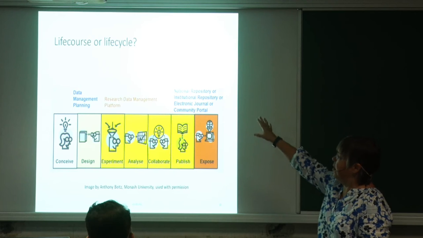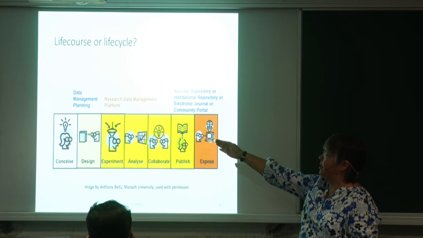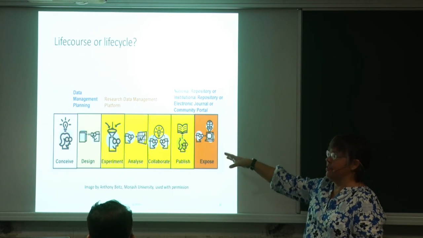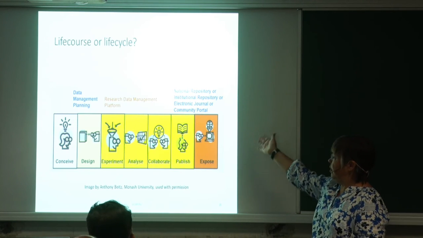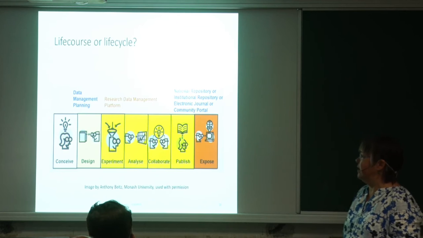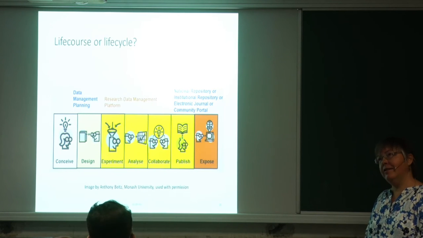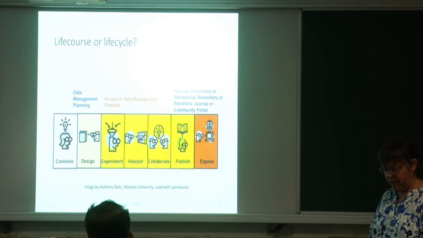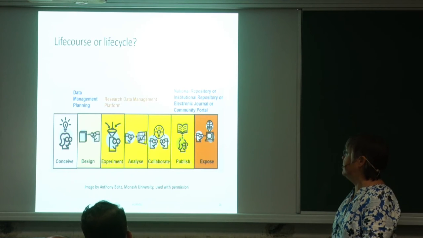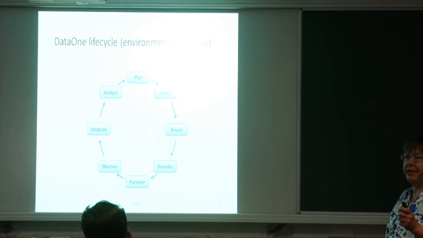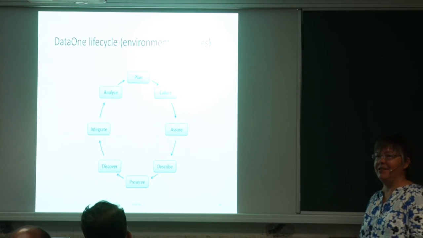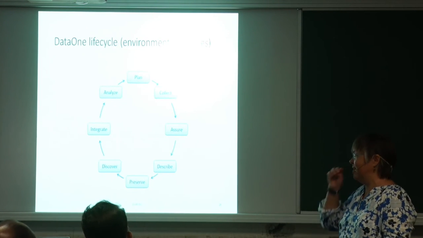And then on the top, it says what you're using. So in the beginning, you're data management planning. Then you're using some kind of data management platform. And then when you publish and expose, you move the data into a repository, and let those experts take care of your data when you're finished, if the data is ever finished. That's another issue. We were talking about dinner last night, at dinner.